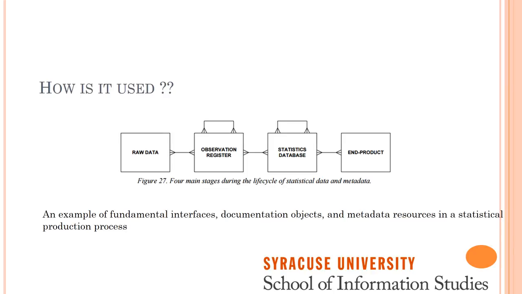There are four main stages during the life cycle of statistical data and metadata. Raw data from the database is extracted and then passed to a statistical database to filter out the end product of statistical data. These stages may vary depending on the intermediate process and how individual data is prevented from reaching the final destination.